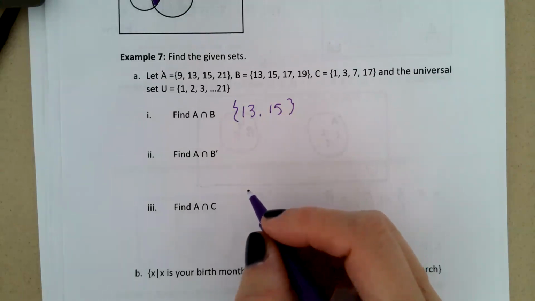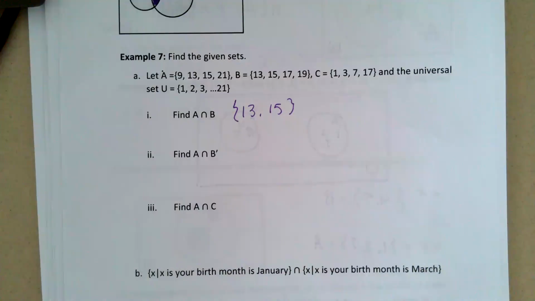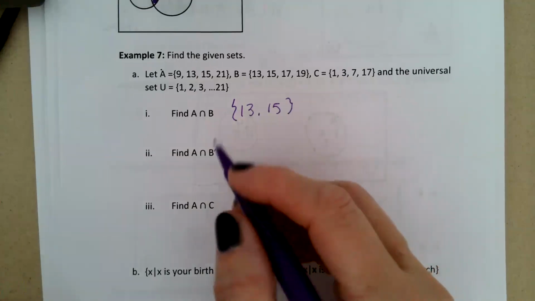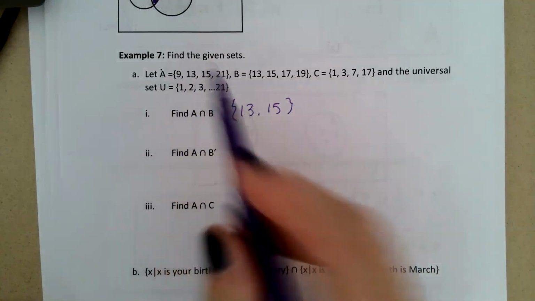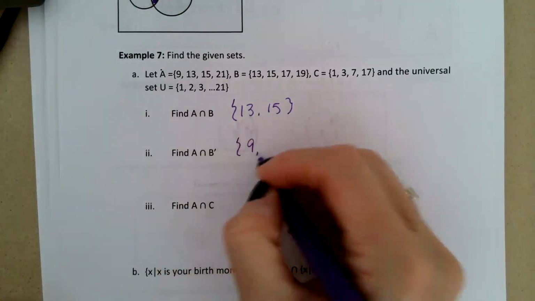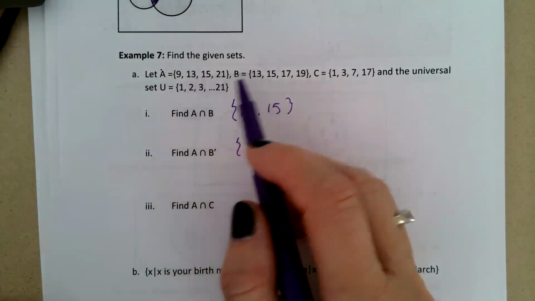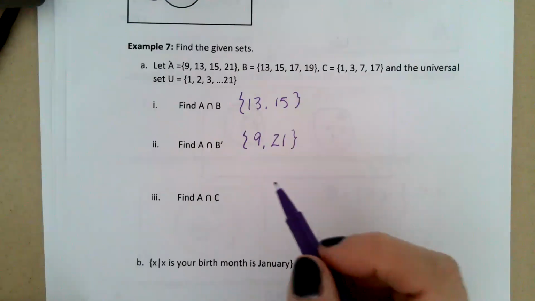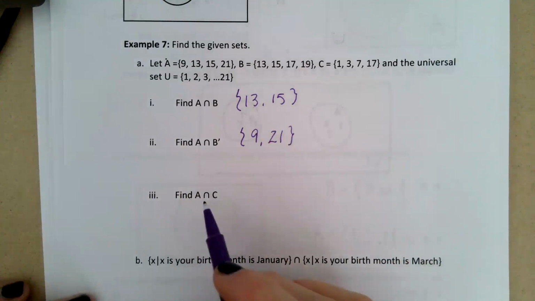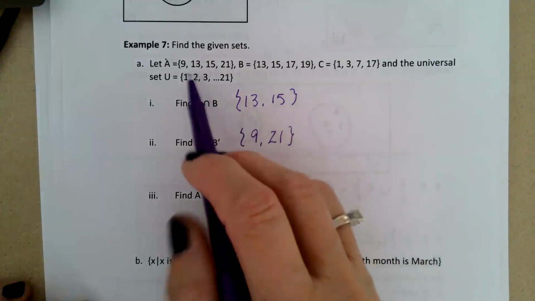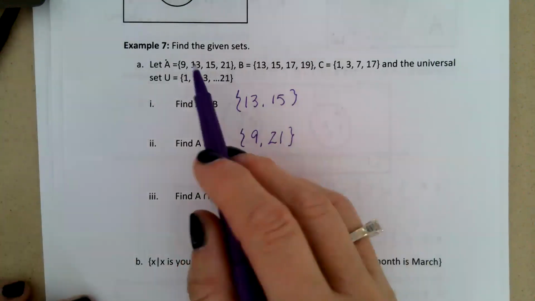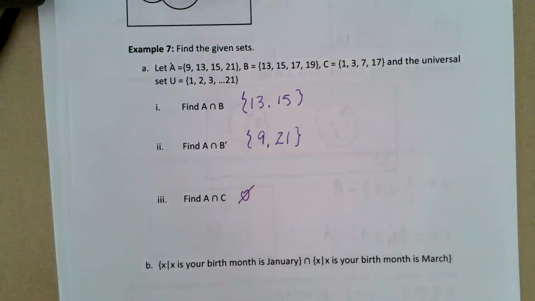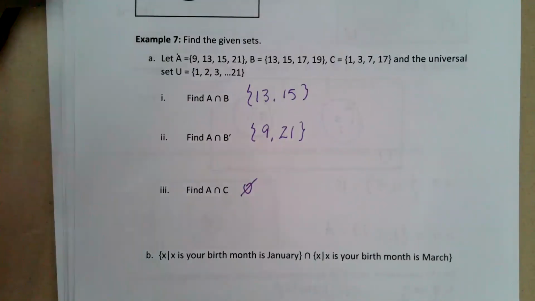Anything that is in A but not in B. So it's in A, but it can't be in B. So 9 would be 1. 13 cannot be because it's also in B. 15 cannot be because it's also in B. And 21 is in A, but it's not in B. Number 3 says, find the intersection of A and C. So any items that are in both A and C. And it looks like it's empty set.